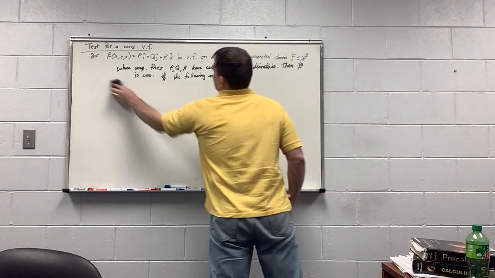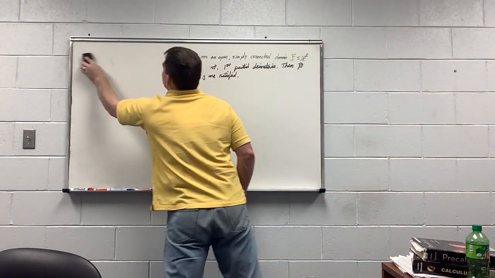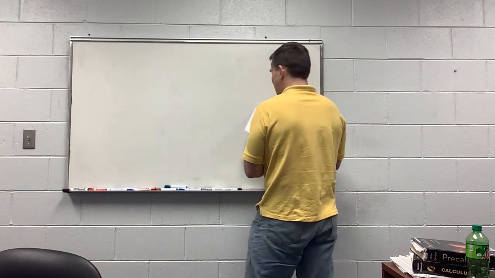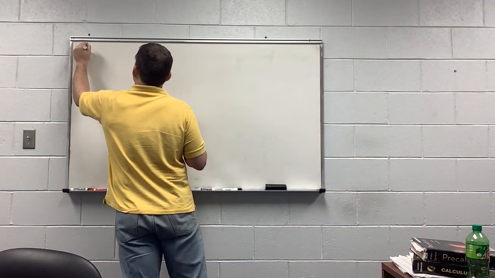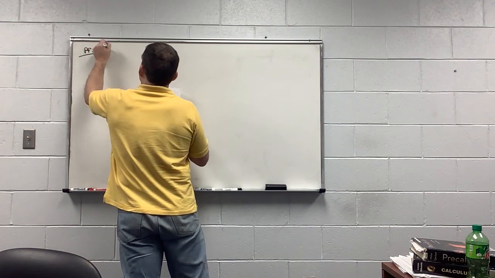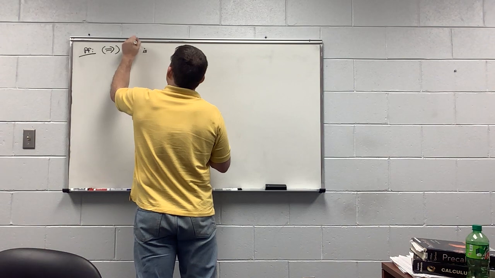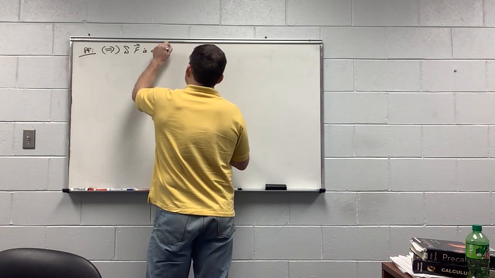But since I only have this whiteboard, and this is a video, so I'm sure you're all taking notes and writing it down, I have to erase all that to give us room. So our proof, going in this direction. Suppose that F is conservative.